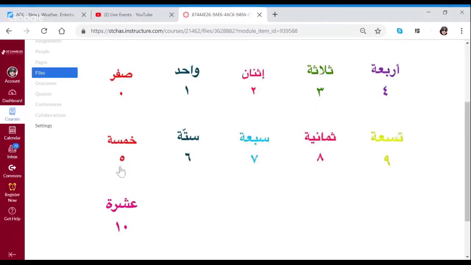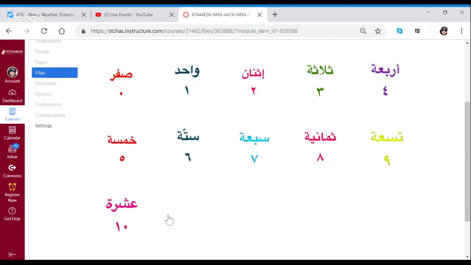أربعة. خمسة. خمسة is a circle. It looks like a zero, okay? But it's five. Then ستة kind of looks like a seven, so you have to be really careful with that one. So this is six. سبعة looks like a V. ثمانية is that same shape turned upside down. ثمانية, 8. تسعة looks just the same. And then we have عشرة. عشرة is a 1 and a point.